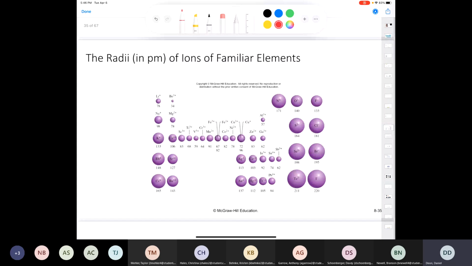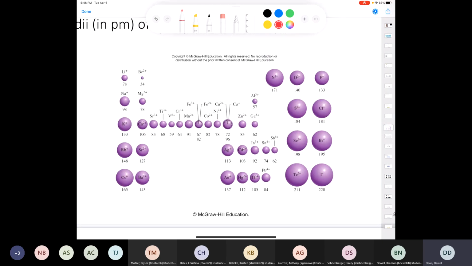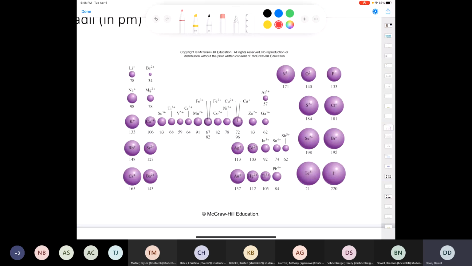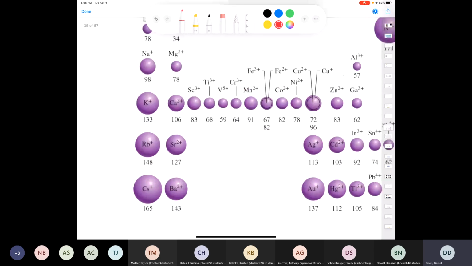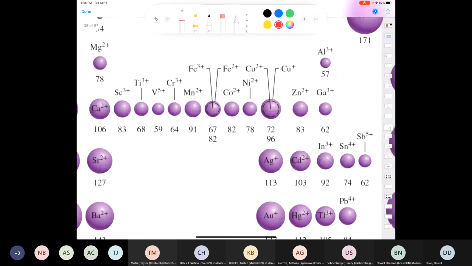Here is the trend in radii of ions for familiar elements. So you can see that in here we even threw in a smattering of transition metals, didn't we? There's one thing in here that I really want to cover with you before we're done with lecture tonight, and that is transition metals that are capable of having more than 1 oxidation number, or capable of having more than 1 charge.